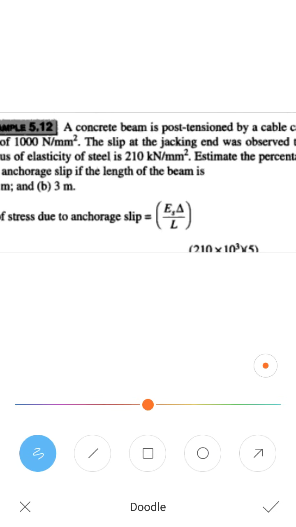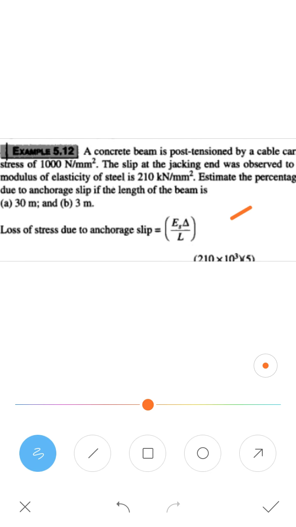We know that the loss of the stress due to the anchorage slip is Es into delta divided by L. By using this formula, you can find out only the loss. After finding the loss of the stress due to the anchorage slip, you have to find the stress by using this formula.